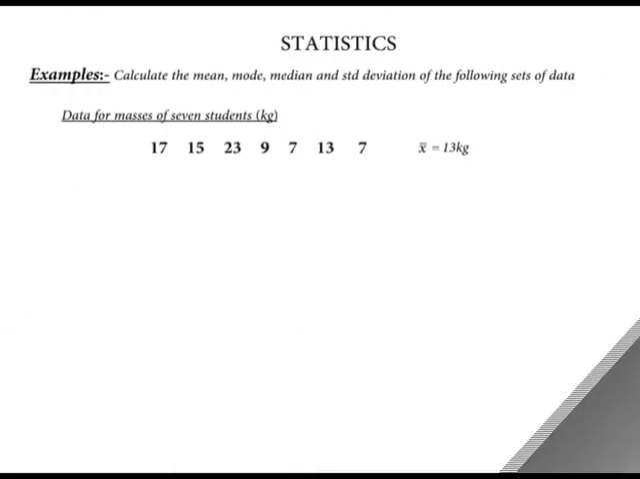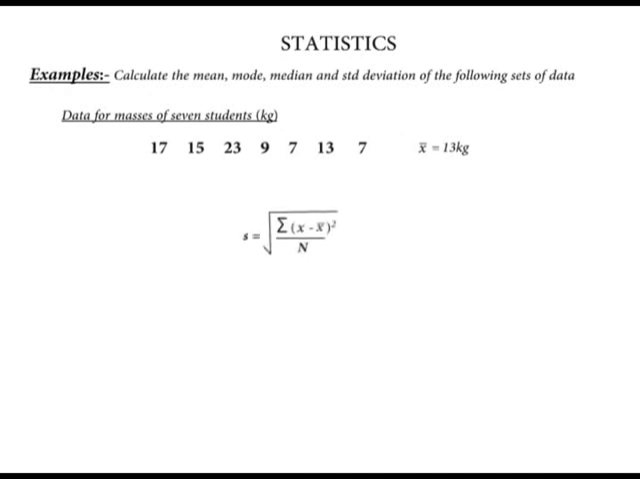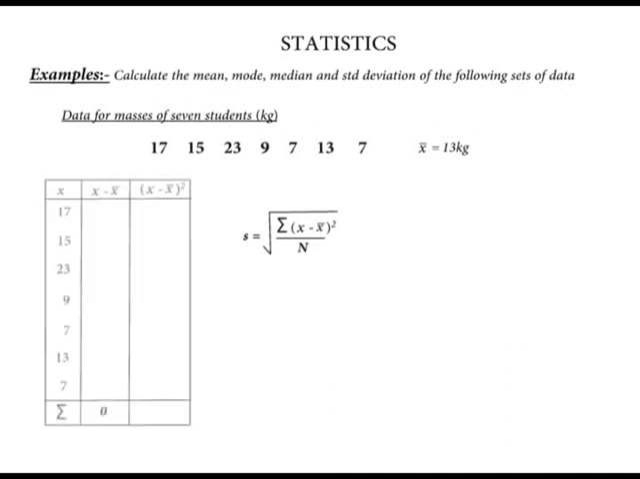Next, standard deviation. We write the formula first so that we know what we need. For discrete data, standard deviation is equal to the square root of summation of x minus x bar squared over n. From this formula, it means we need x minus x bar. So we write our data in columns. The deviations, we calculate x minus x bar for each observation.